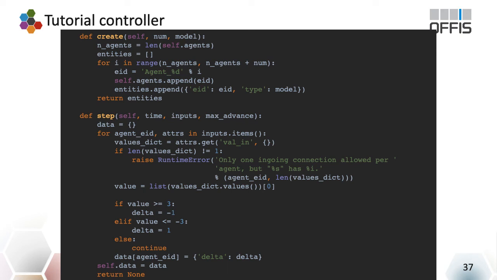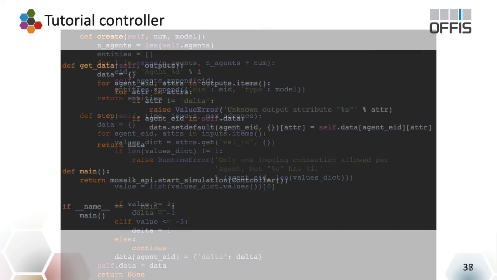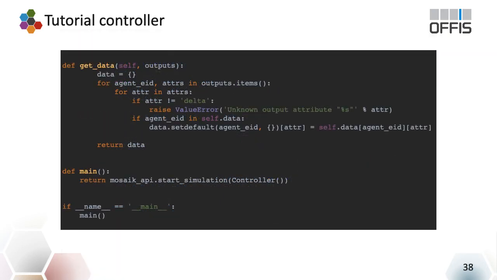Then we also have to implement the get_data. This is also similar to the other model. We are iterating through this outputs dictionary. And here we get the data we stored before in self.data from the agent and the attribute. We store it here in the new data object, which we then return to Mosaik, so that Mosaik gets the output of this controller. And then again, this main function.